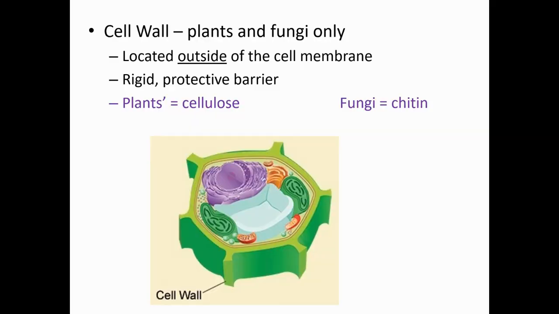Some other parts of the cell: we have the cell wall, and the cell wall is only in plants and fungi. So I'm going to circle that so you remember, only in the plants and fungi. Animal cells like you and I do not have a cell wall. It is just outside the cell membrane. You can see this right here on the cell. That part's the cell membrane, and outside of it is a rigid area, the cell wall. It's a protective barrier, and it gives the plant shape. So that's the role the cell wall is playing.